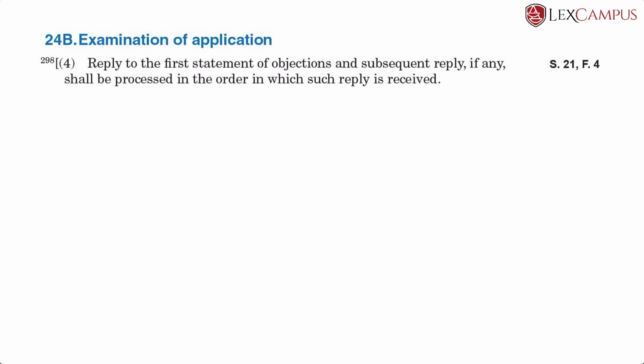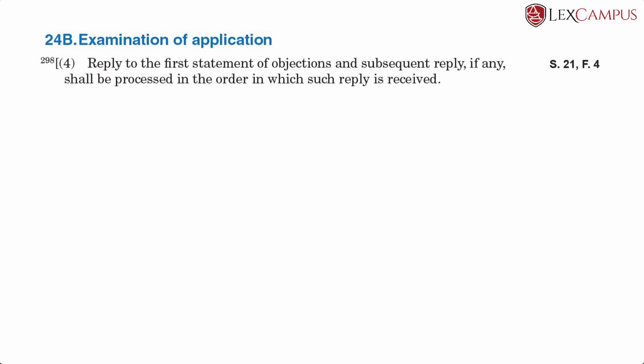24B4 states that a reply to the first statement of objections and subsequent reply, if any, shall be processed in the order in which such reply is received. Because patent prosecution happens for multiple applications at the same time before the patent office, the patent office will only deal with things in the order in which the reply is received. So your date of filing the application and your date of filing the request for examination are not relevant when it comes to replying to a first statement of objections. It shall be processed in the order in which the reply is received.